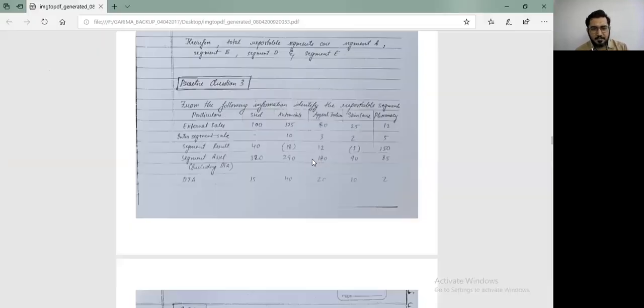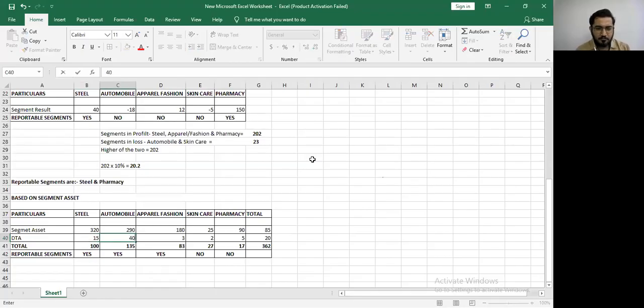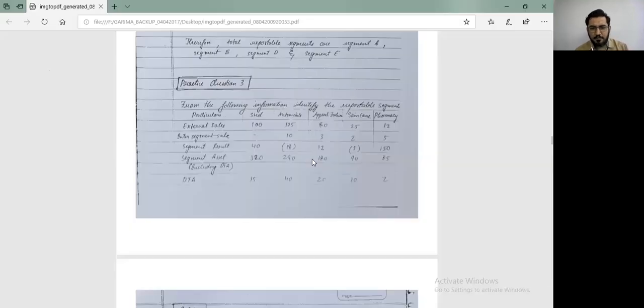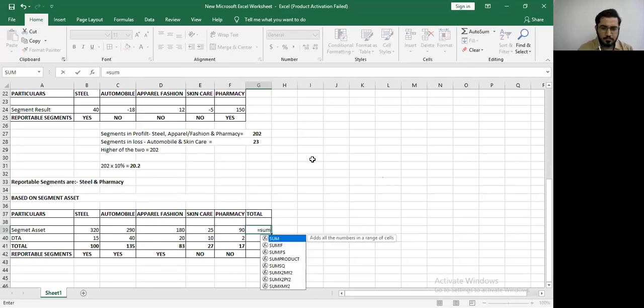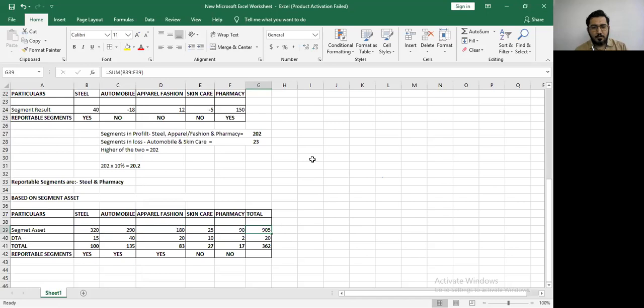What about DTA? You have 15, 40, 20, 10 and 2. Your total will be 905 for your segment assets.